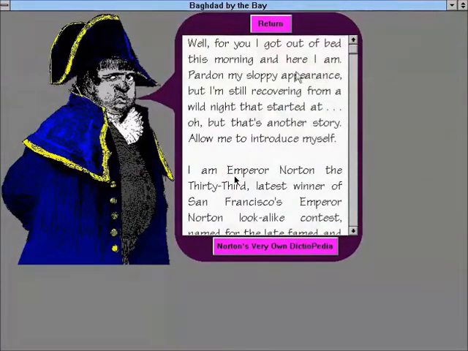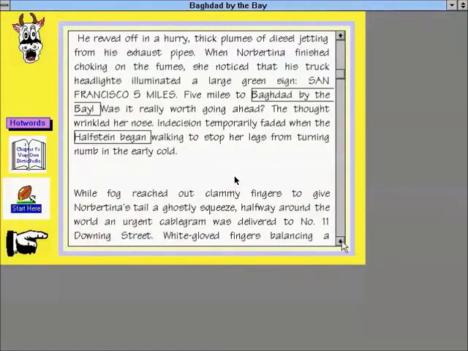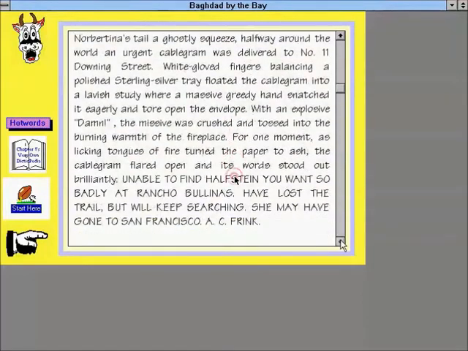Emperor Norton the 33rd. And I'm sorry, I just love that music. Norton 33. Okay.